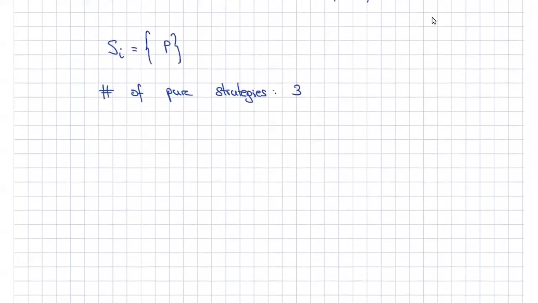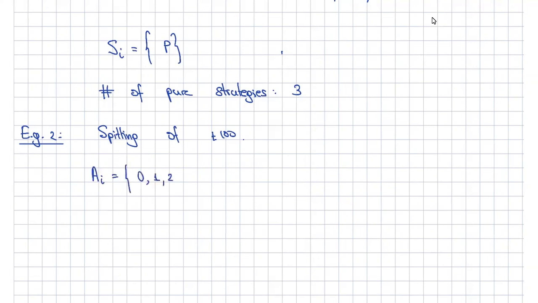Okay, let's go to the second game. Example 2: splitting 100 pounds. Here's how the game would work. Both players will write down the number of pounds that they want out of that 100 for themselves, and it has to be a whole number. So the possible action set of each player is: I want 0, I want 1, I want 2, all the way to I want 100 pounds.